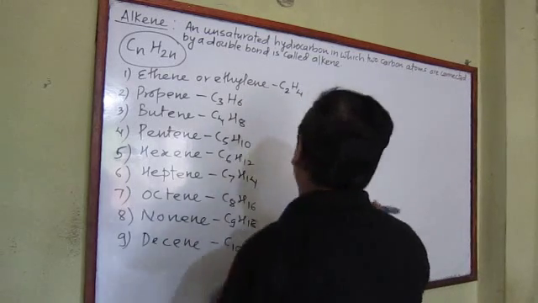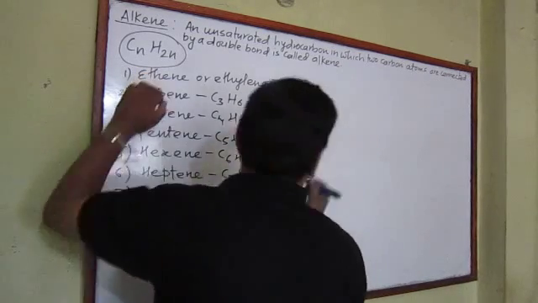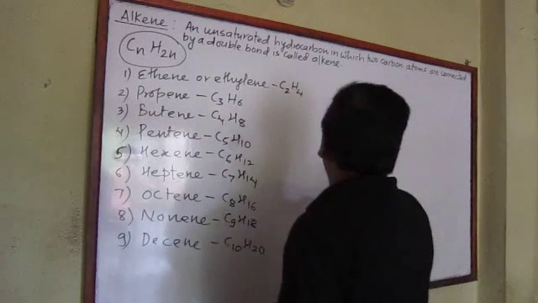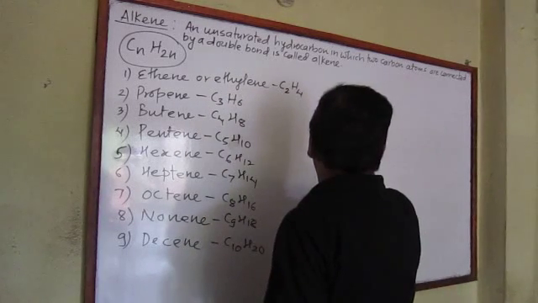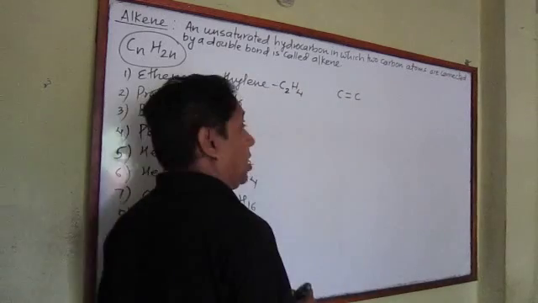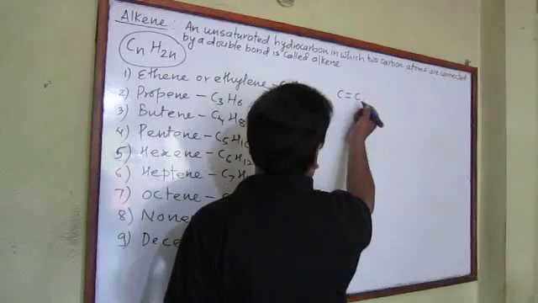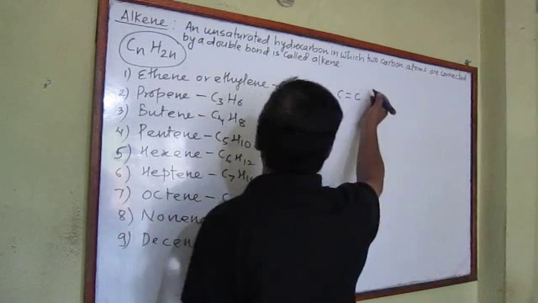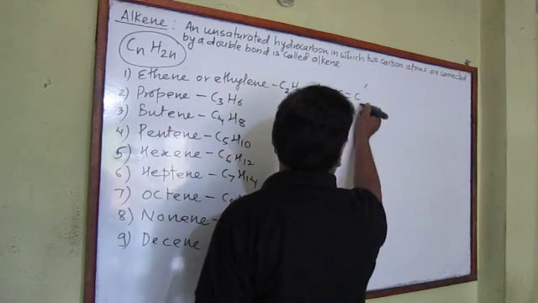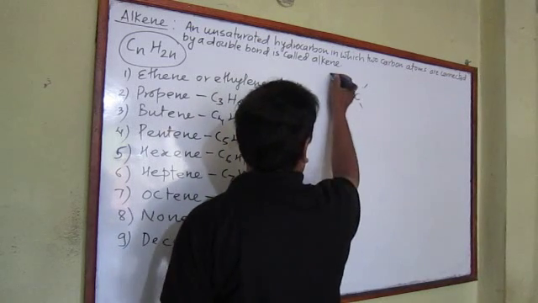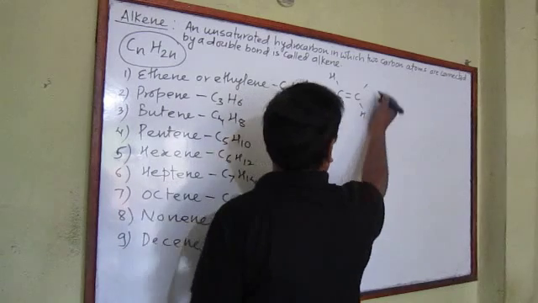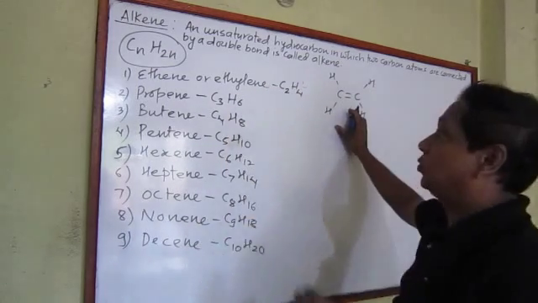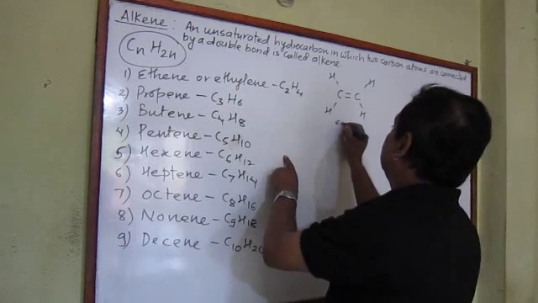Now, structural formula of ethene. Let's talk about ethene. Two carbon atoms are connected by means of a double bond. Now, we have to put the other 4 hydrogen atoms. Then it becomes C2H4. C2H4. This is what is called ethylene or ethene.